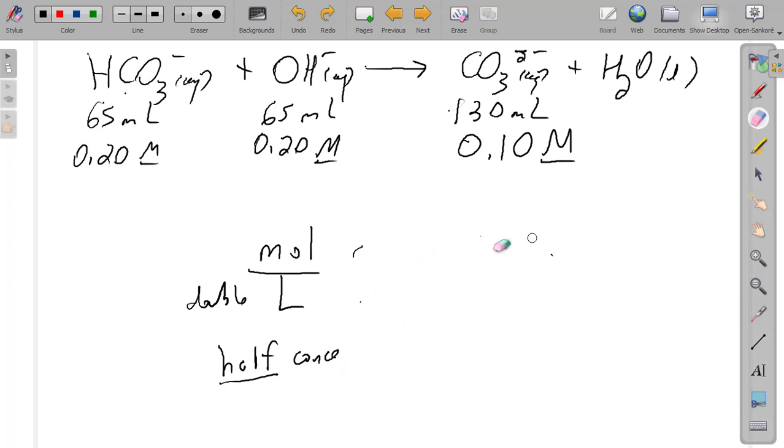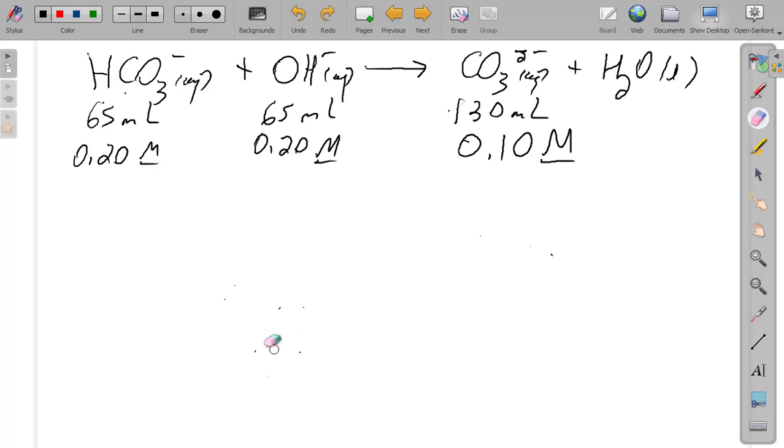And you can see that mathematically just by looking at the units of molarity. So let me erase this down here. All right. Okay. So hopefully this makes sense. Double the volume, half the concentration.